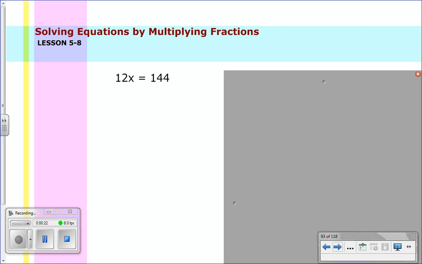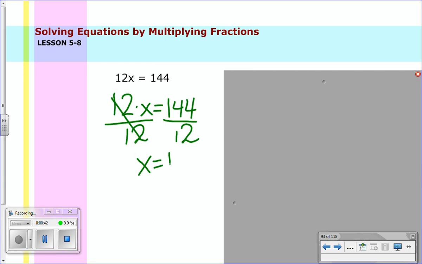Alright, so in the past, we've talked about how to solve a problem like this. 12 times x is 144. And sometimes it works better to write it out that way. To solve for x, you always do the opposite operation. So if they're multiplying by 12, you divide. And you get x is the same as 12. That's what we learned back in chapter 3 or 4.